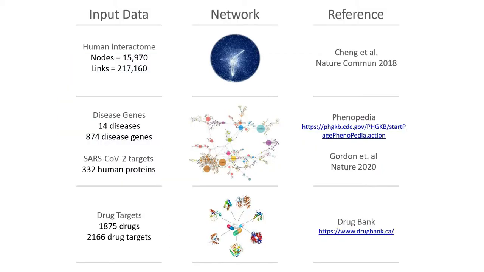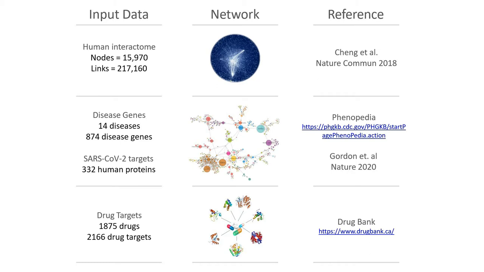Basically, we study 14 diseases related to COVID-19, for example, those with high genetic similarity like severe acute respiratory syndrome, for which we had, at the time, wide knowledge about the disease genes associated with the disease, with respect to COVID-19, which was a really emerging disease.